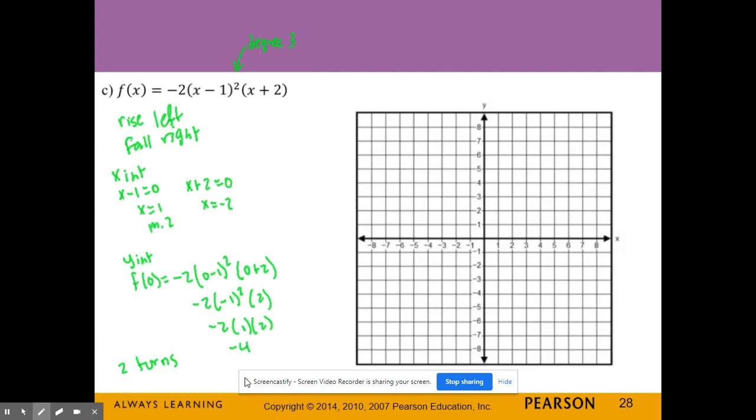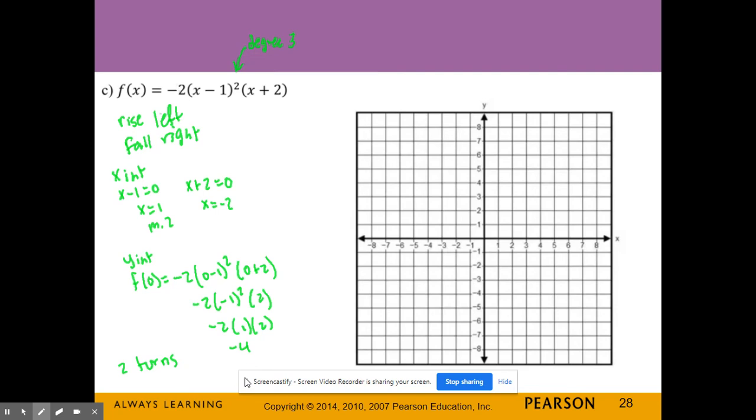The trickiest part about this is what I have written up here. This is actually degree 3. I get that the biggest exponent is 2, but this is all one term. So there's 2 x's here and there's another x here, so it's a total of 3. It's not like these are 2 separate terms. This is one term, so this is degree 3. It's just already factored.